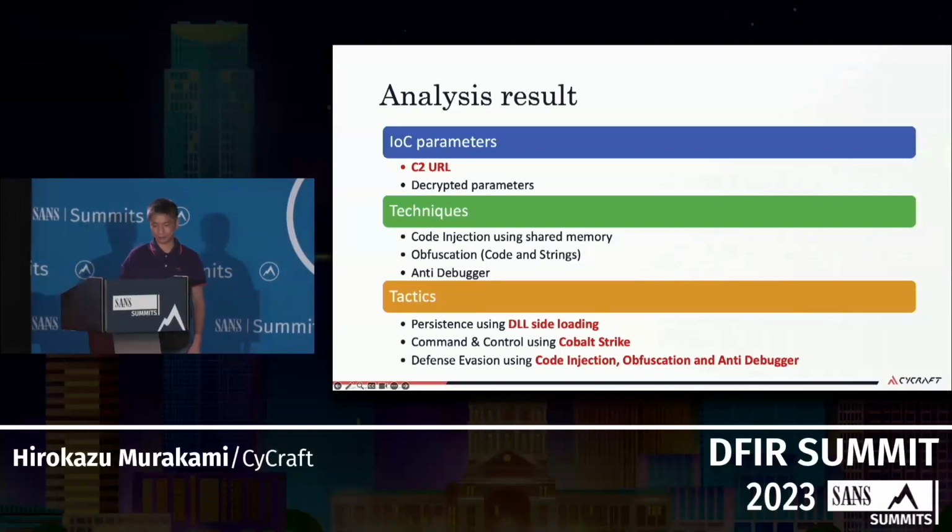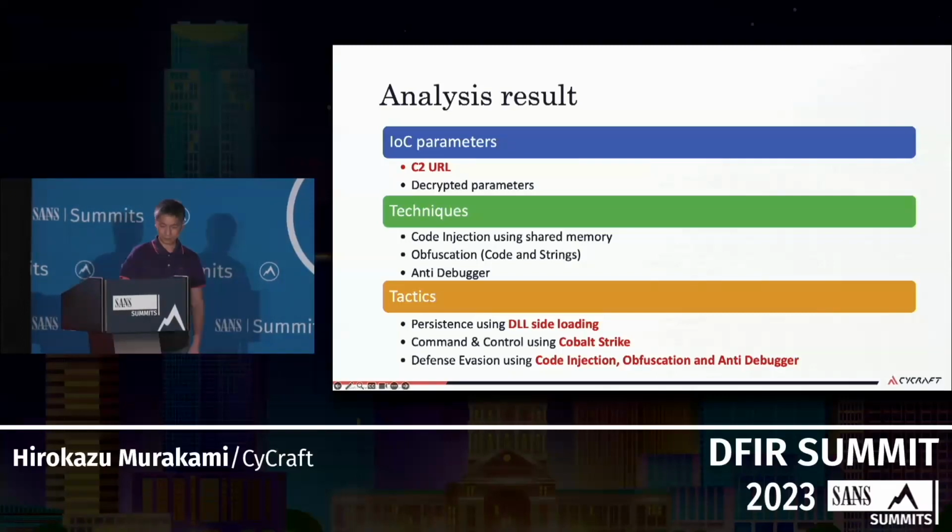It was discovered to be using Cobalt Strike for command and control. Injecting Cobalt Strike is the most important purpose of this malware. Code injection, obfuscation, and anti-debugger are tactics for defense evasion.